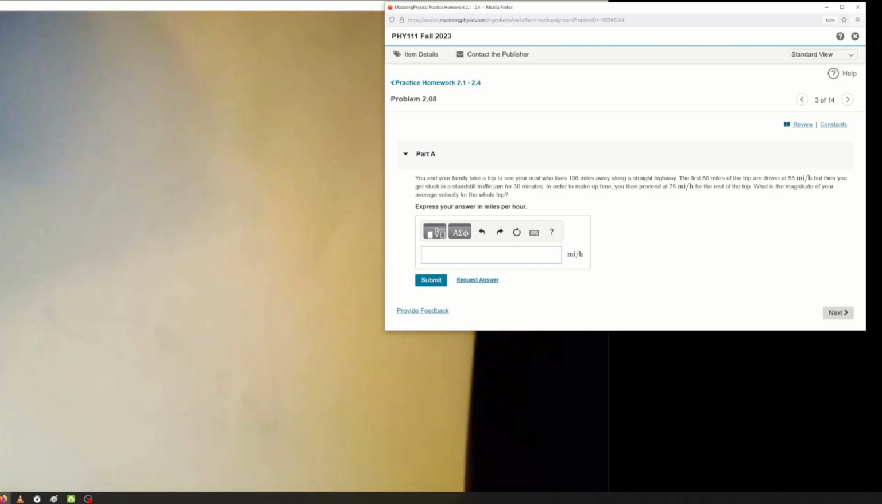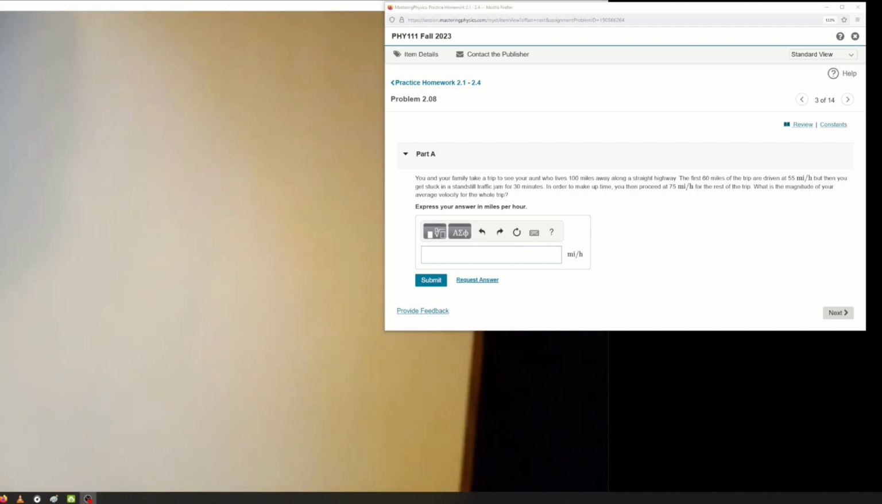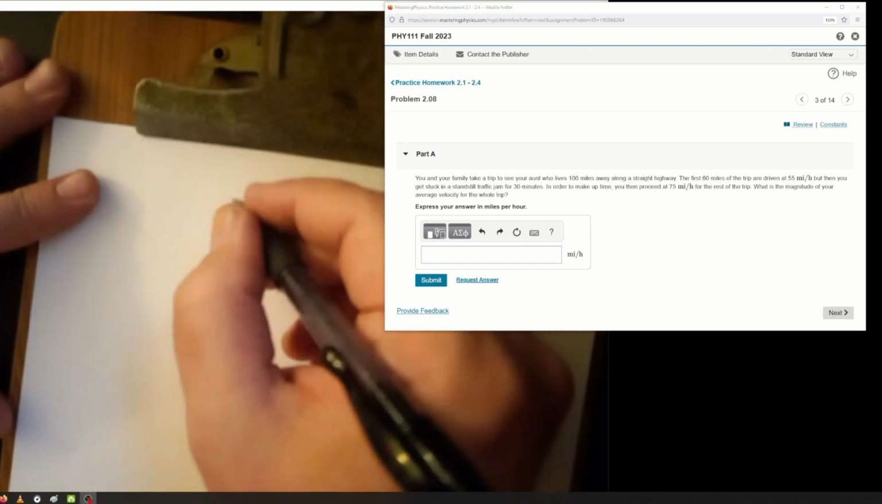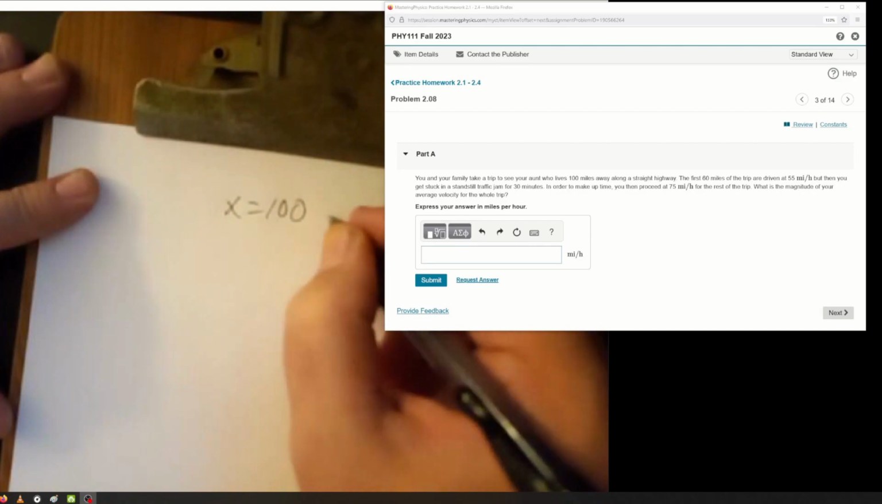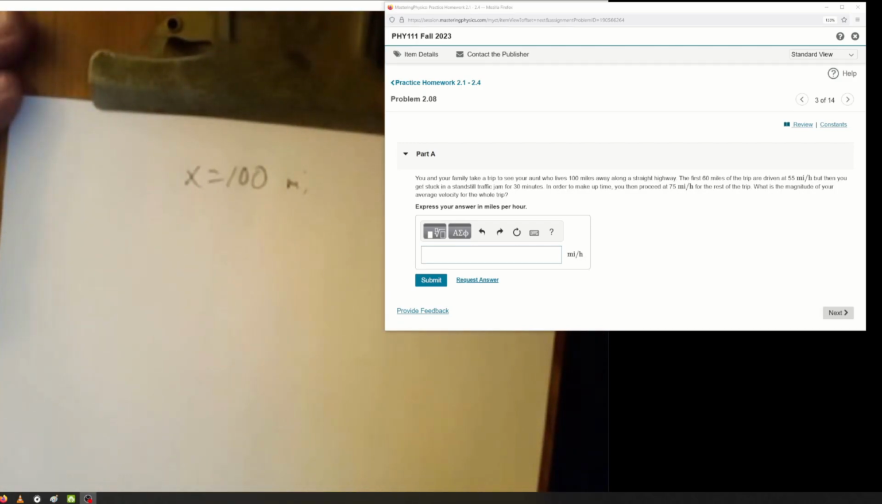So what do we got? We got our family taking a trip. They live 100 miles away, so our distance here is 100 miles. The first 60 is driven at 55 miles per hour.